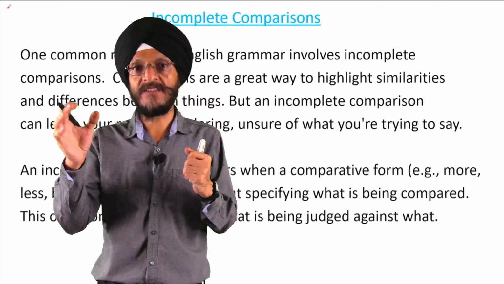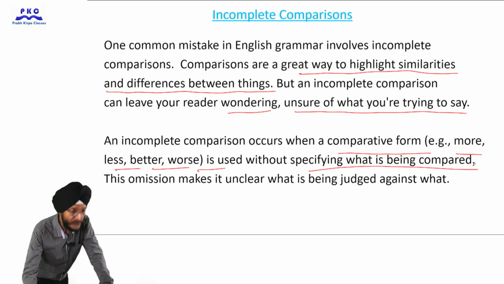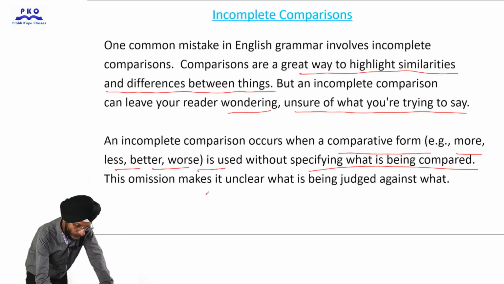If your sentence does not make a complete comparison, then the reader is unable to understand what you want to convey. An incomplete comparison occurs when a comparative form, more, less, better, or worse, is used without specifying what is being compared. This omission makes it unclear what is being judged against what.